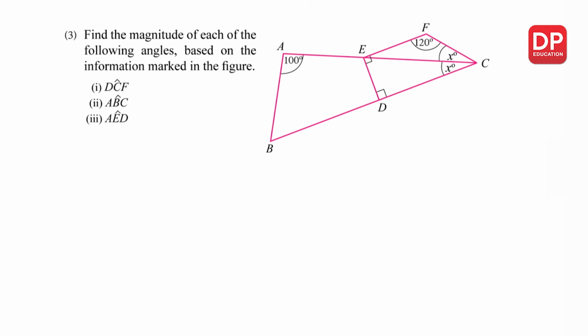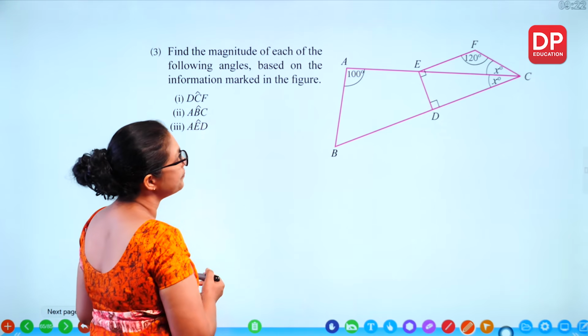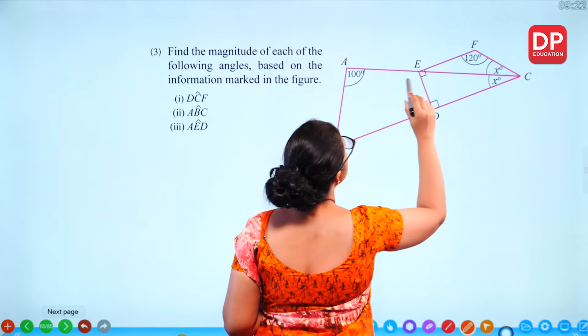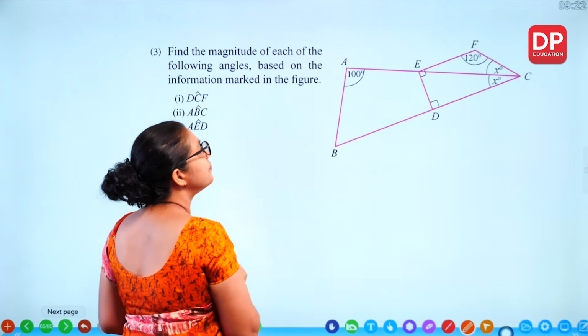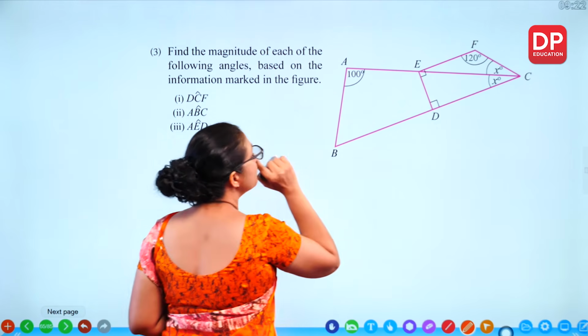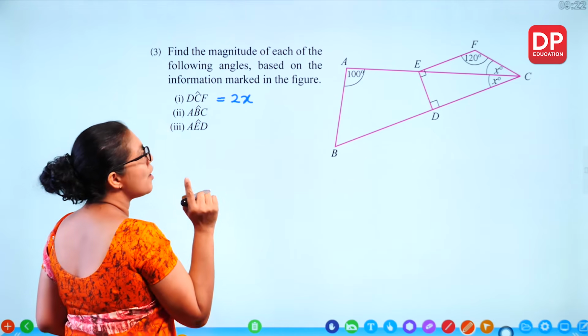Question number 3. Find the magnitude of each of the following angles based on the information marked in the figure. DCF. DCF is 2x. So that's 2x. We need to find out x.